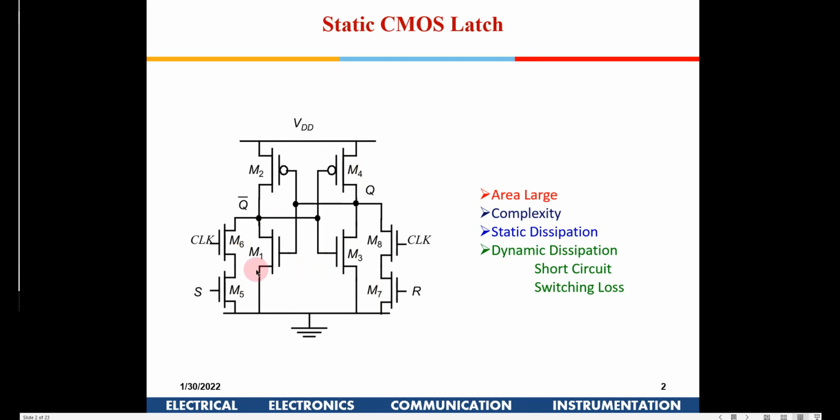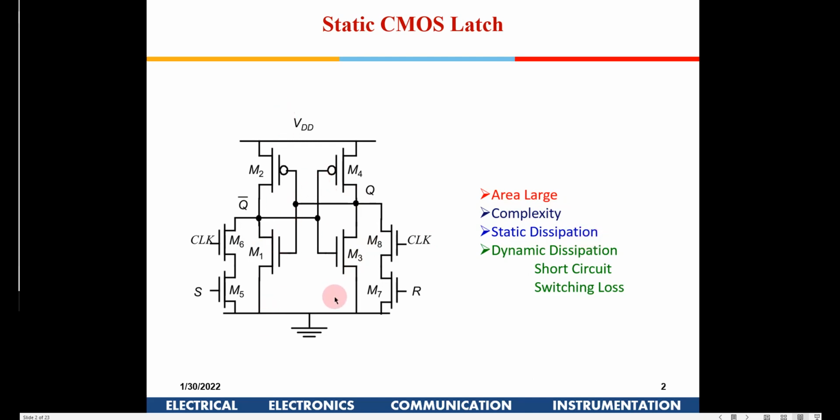And also, if you remember from the last class, the sizing of these clock and S and R NMOS have to be large enough to overcome the resistance provided by M2 and M4 in building up this potential. They'll try and keep the potential at 1, while these transistors have to bring down the node voltages out here to 0. So they have to overcome the current which is provided by M2 and M4. So accordingly these have to be sized up, right? So all these result in a large area, complexity, static dissipation.